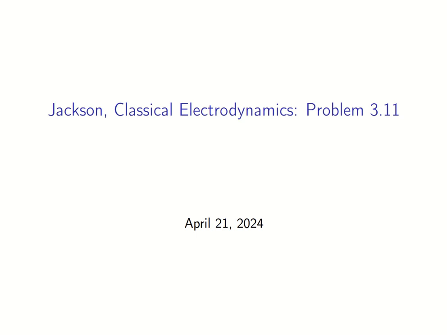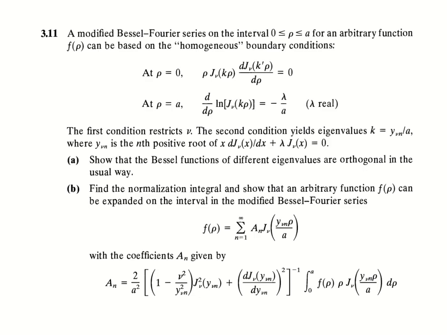Hello everyone. In this video, we are going to solve problem 3.11 from Jackson's Classical Electrodynamics textbook. The problem states: modified Bessel-Fourier series on the interval from 0 to a for an arbitrary function can be based on the following two homogeneous boundary conditions. The first condition restricts nu, while the second condition yields eigenvalues k.